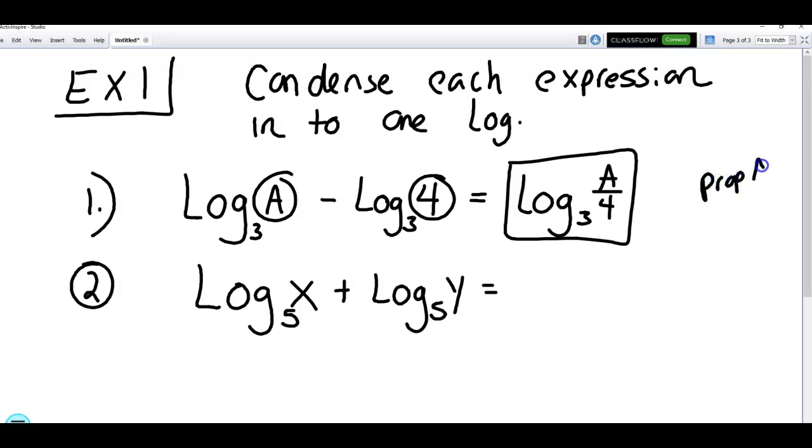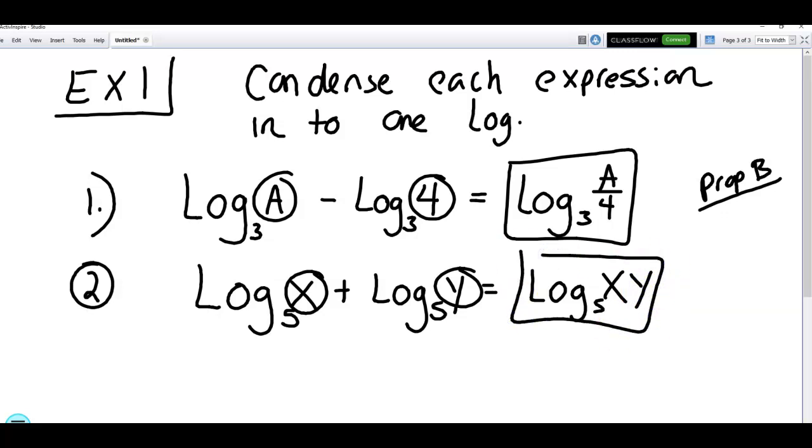I'll put what property we used there. Oh, that was B. Sorry, not A. All right. So notice that we have a plus here, so that's property A. So property A says I can put these together as one log if I take this and multiply them together. So that'll be XY. Okay. And that's property A.